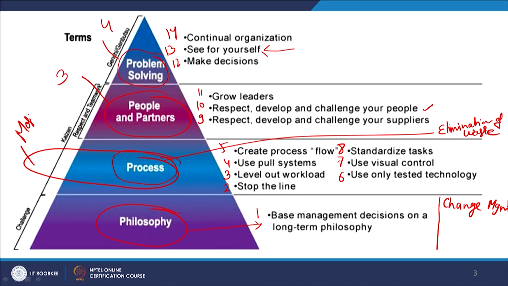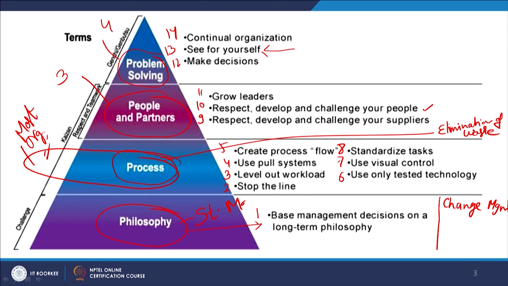And as I said, most organizations are limiting themselves to only this process part. But it is much more than that. When I am talking of philosophy, it is more related to strategic management. When I am talking of people and partner, it is more related to human resource management. And when I am talking of process, it is related to operation management. So, Toyota Management System is not only the domain of operation management. It takes inputs from strategic management, it takes input from human resource management, it takes input again from strategic management in the form of problem solving. So, it is a kind of package.